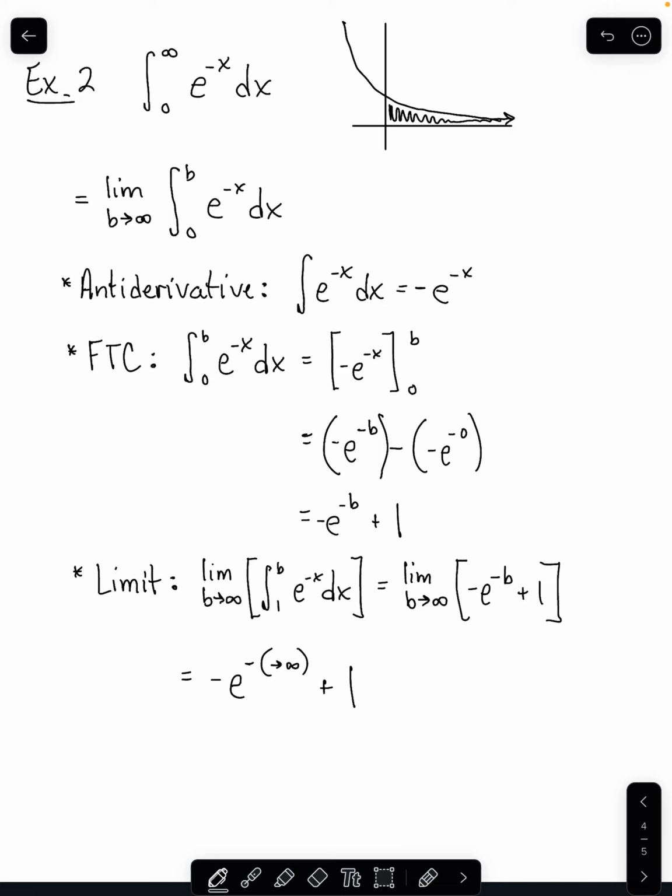So we're going to be looking at e to a negative, very, very large exponent. That should approach 0. Now, unlike the original function, it would approach 0 from underneath the axis because of the negative in front of the e to the negative power. But in either case, it is still approaching 0. So this first term will approach 0, and thus the entire limit comes out to be 1. What we would say then is that the integral from 0 to infinity of e to the negative x dx converges to 1.